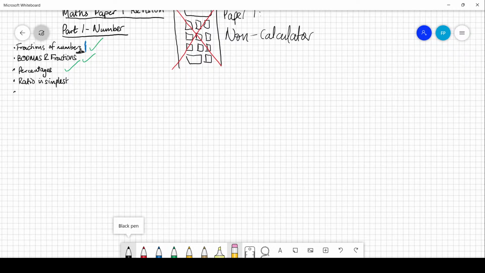The other kind of ratio question you might get is sharing something. For example, I could split £125 in the ratio, let's say, 11 to 14. So in the ratio 11 to 14. So how would we split this money in the ratio 11 to 14?